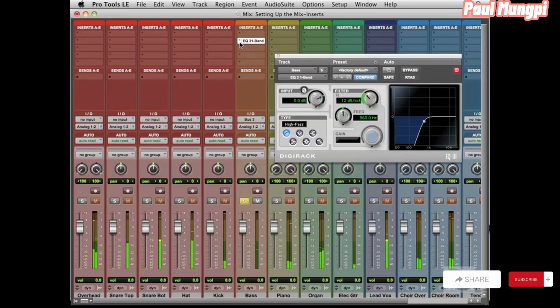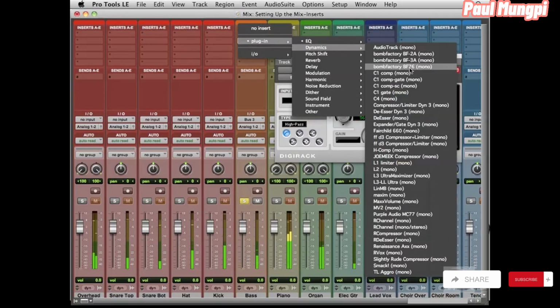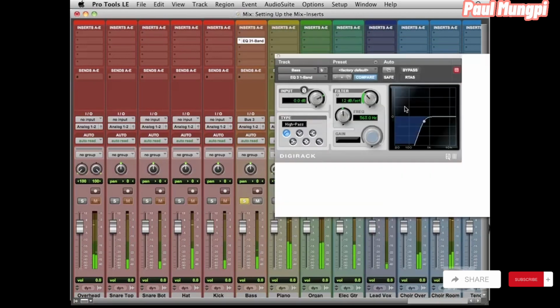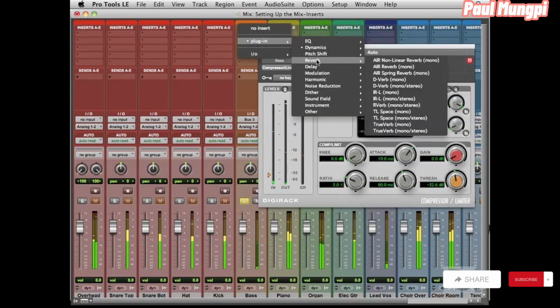And there we go. So the other options other than EQ are dynamics processors. And so here's our compressor limiter Dynamics 3. And the same kind of thing. If we do some compression to this signal, it's going to compress the entire signal. And what we're going to hear is not a mixture of the original signal plus the compressed signal, but just the compressed signal.